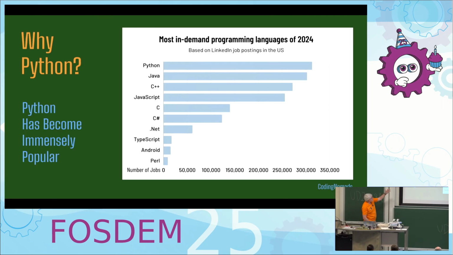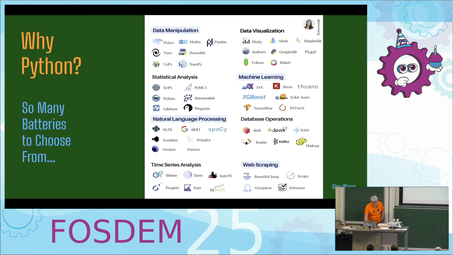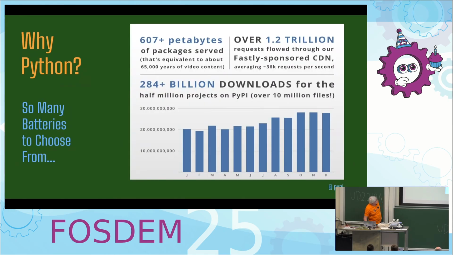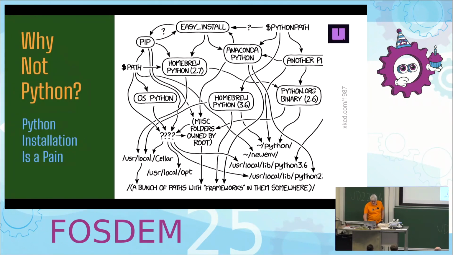It's much nicer. It's very popular. The most jobs on LinkedIn, the most batteries. And there are millions of packages on PyPI. And that's why you should go for Python. But it's not easy, right? How do you write your web application in Python?